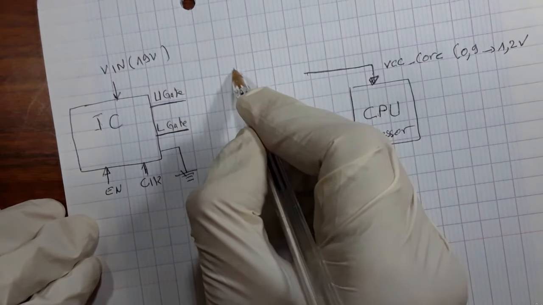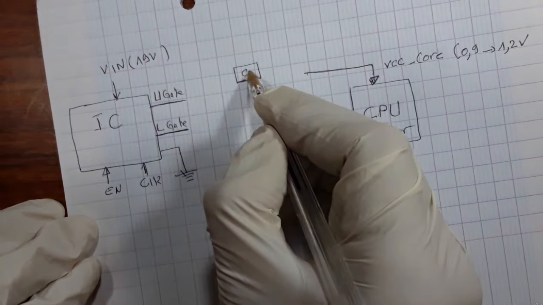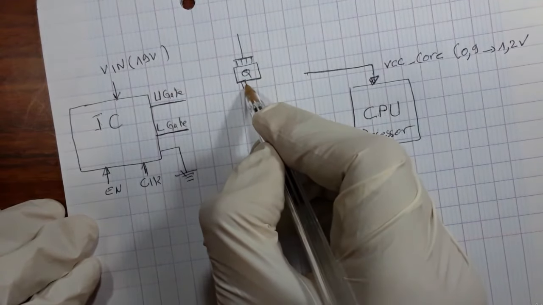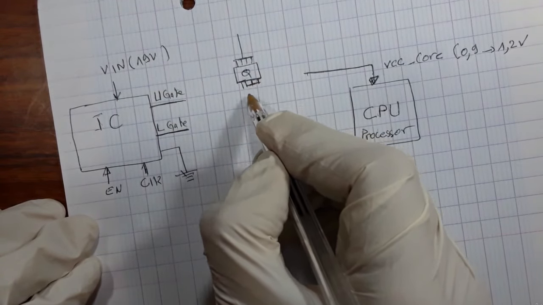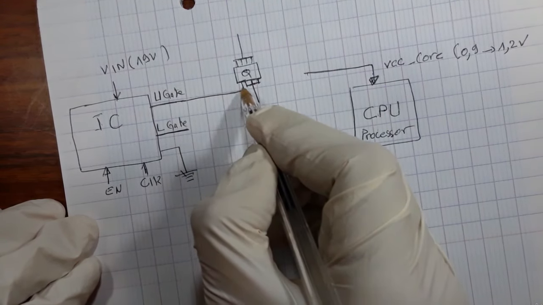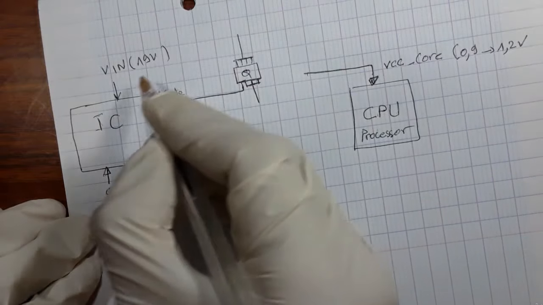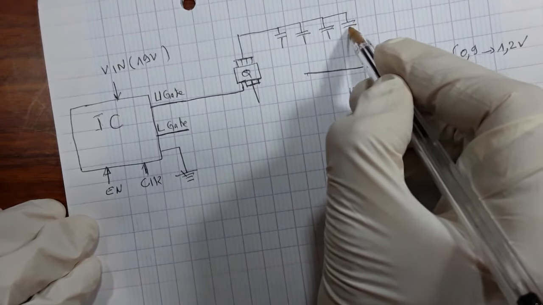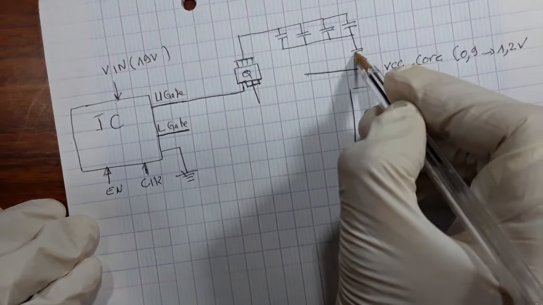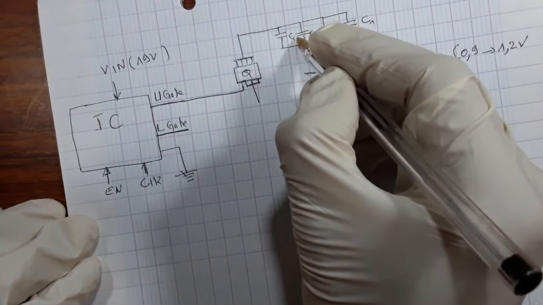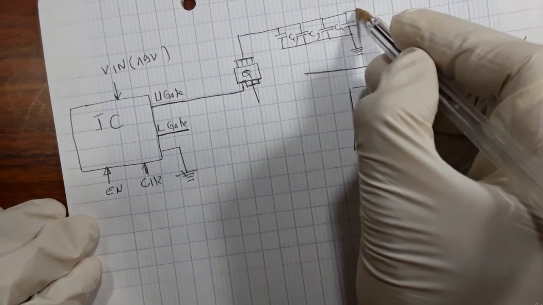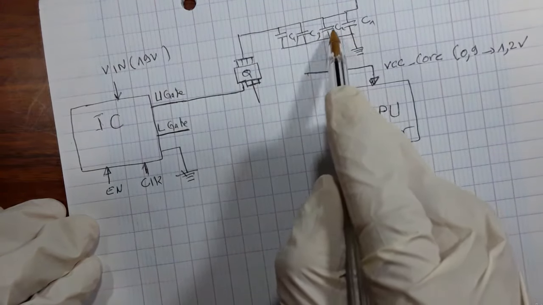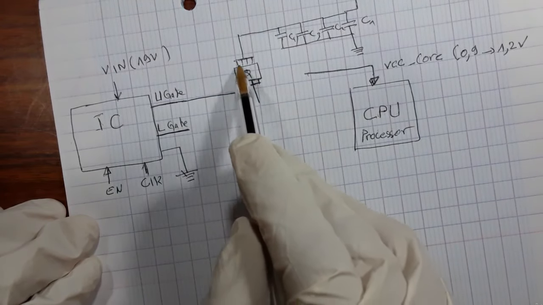Let's assume this is the MOSFET, Q1. We have here the drain, here the source, and here the gate. So this is the first MOSFET. We have some capacitors here, as you see, PF capacitors: C1, C2, C3, and C4. Here we have about 19 volts. The 19 volts goes through these filtering capacitors and then to this MOSFET.